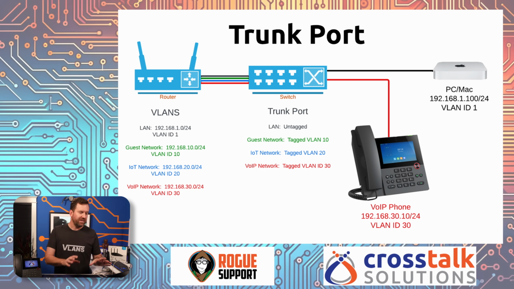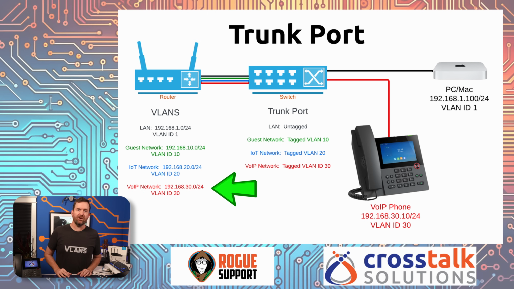So now let's look at a few different diagrams to help explain VLANs, both the untagged VLANs and tagged VLANs, as well as trunk ports. We're going to start with that trunk port. On the left-hand side, we have our router, a generic router that has the ability to add VLANs or separate VLAN subnets to the network. Here I have VLAN ID 1, that's going to be our default VLAN, or native VLAN it's sometimes called. Then I added a guest network in green, an IoT network in blue, and a VoIP or voice over IP network in red.